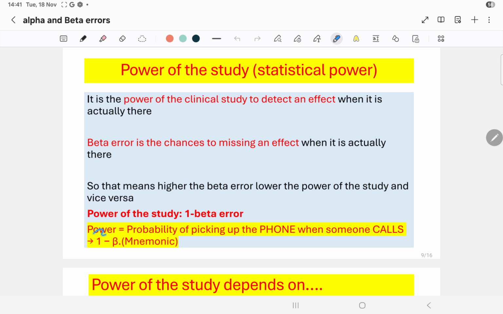Another mnemonic: power of the study is the probability of picking up the phone when someone calls, or the probability of seeing an effect when it is actually there. If you can relate to that, picking up the phone when somebody calls, or seeing the effect of the drug when the drug calls, you can remember it if that helps.